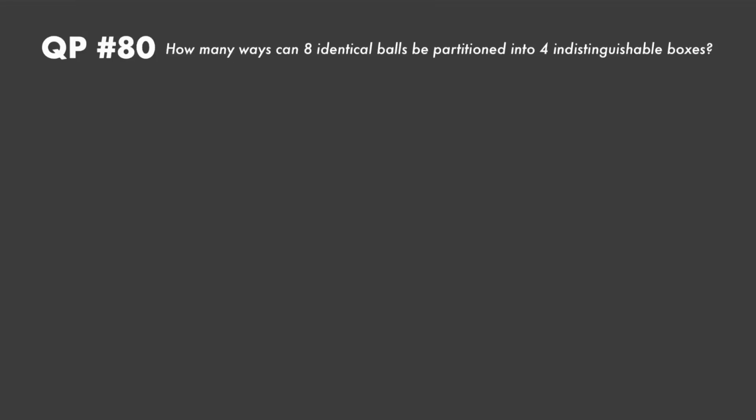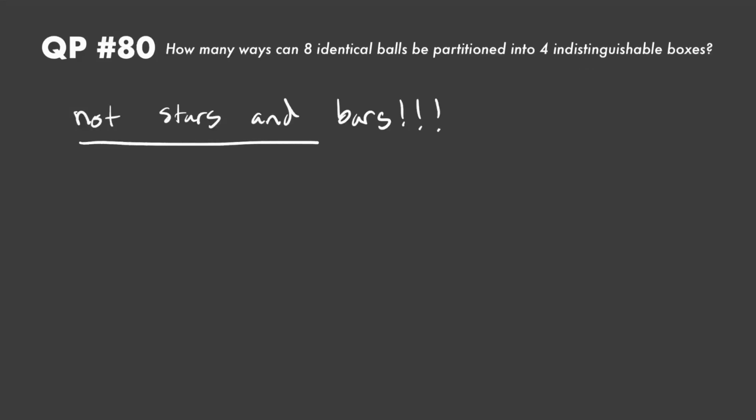Hello everyone, today let's take a look at Quantipus number 80, another combinatorics question, and this is going to be the first set partitions question. How many ways can 8 identical, keyword identical balls be partitioned into 4 indistinguishable boxes? First things first, this is not a stars and bars question, even though it's phrased very similarly.